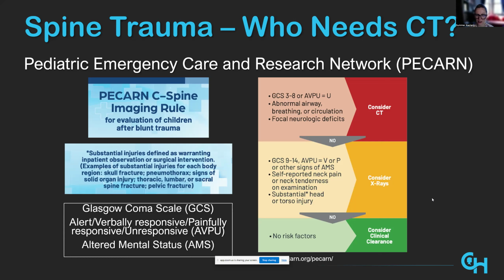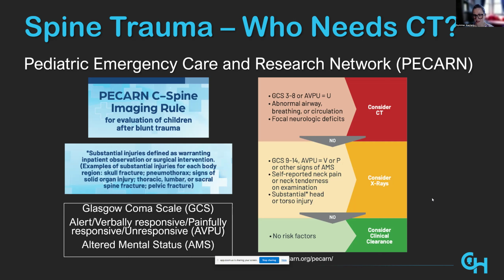I think you would be certainly justified in getting CT in those patients. The small and long-term theoretical risk of radiation is definitely outweighed by the risk of the patient's injuries and the need to characterize what's going on anatomically.